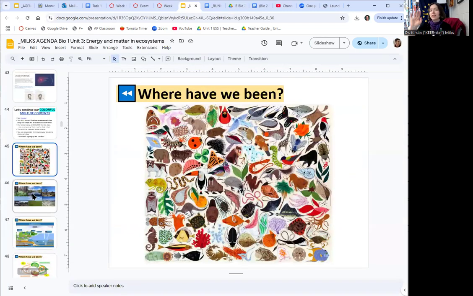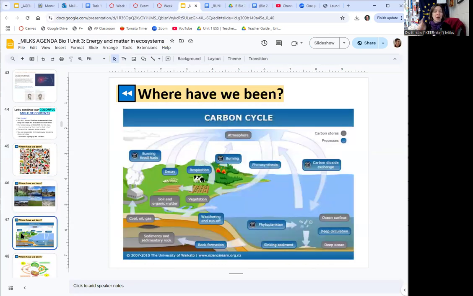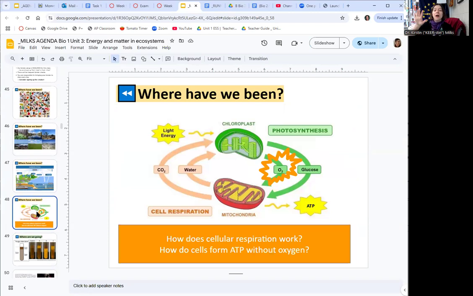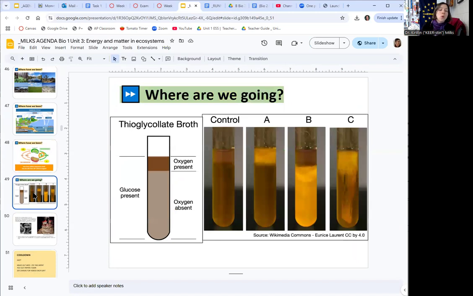All right, life has a lot of systems. We're thinking about ecosystems. We've learned about the carbon cycle, and we've thought about how cellular respiration and photosynthesis make that carbon cycle happen. We most recently have thought about how cellular respiration works. Even without oxygen, cells are able to do ATP, but they can't do cellular respiration. So where are we going? We're going to look at this system where you can grow bacteria in a section that has a liquid with no oxygen, and then a liquid that has some oxygen in it, but there's glucose the whole way through.